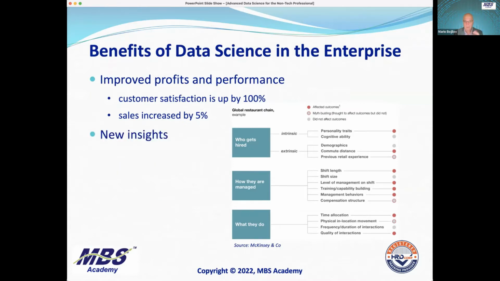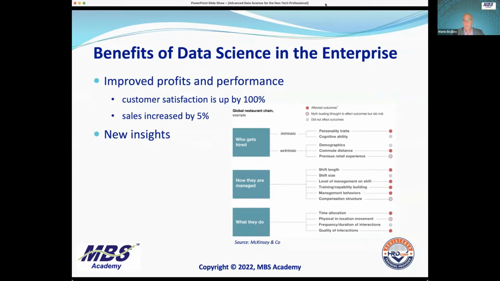New insights. Now, using data science, we can actually understand some things, and we can bust some myths. So as you can see here on the right-hand side, we can see which things people in the organization thought were real and which things are not real. So affected outcomes. If you look at the top one, personality traits affect the outcomes.